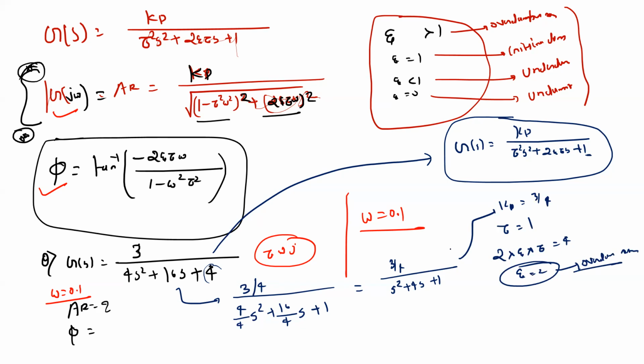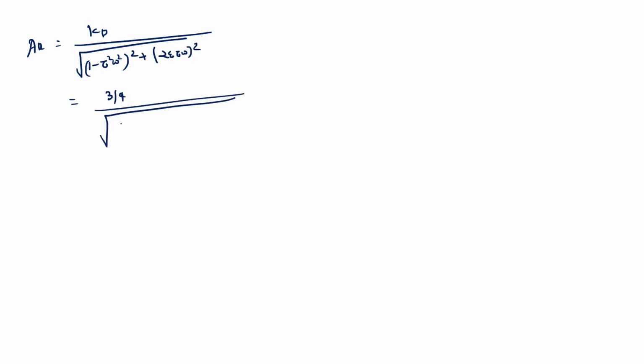Now we have got all these values. We have got the value of tau, we have got the value of Kp, we know the value of zeta. Can I calculate this amplitude ratio and that phi, right? So if I want to calculate the value of amplitude ratio, that is equals to Kp divided by root of 1 minus tau square omega square whole square plus 2 zeta tau omega whole square. So the value of Kp is 3 by 4 divided by root over 1 minus the value of tau. Tau is 1 and the value of omega is 0.1.